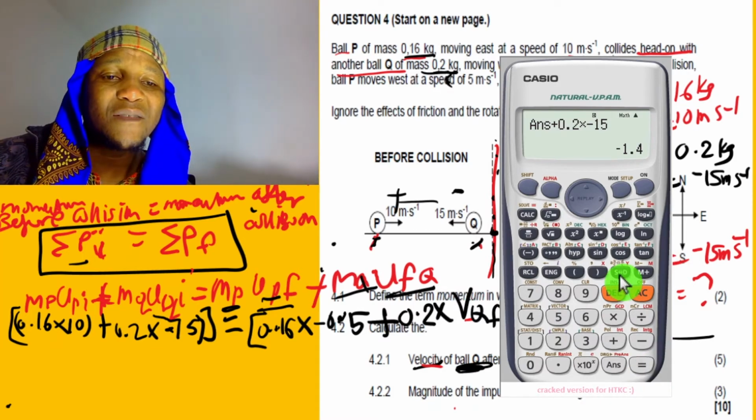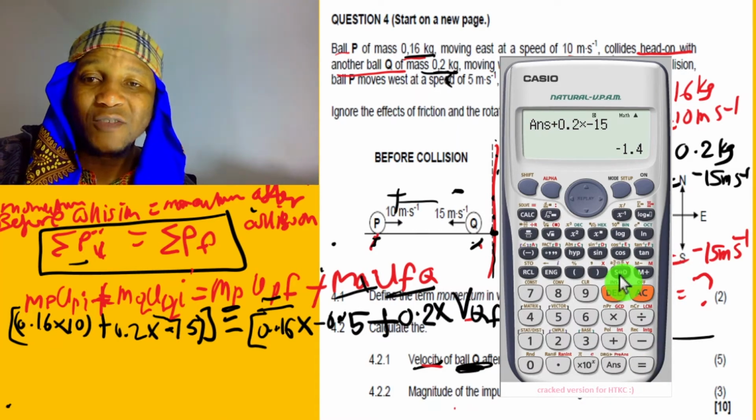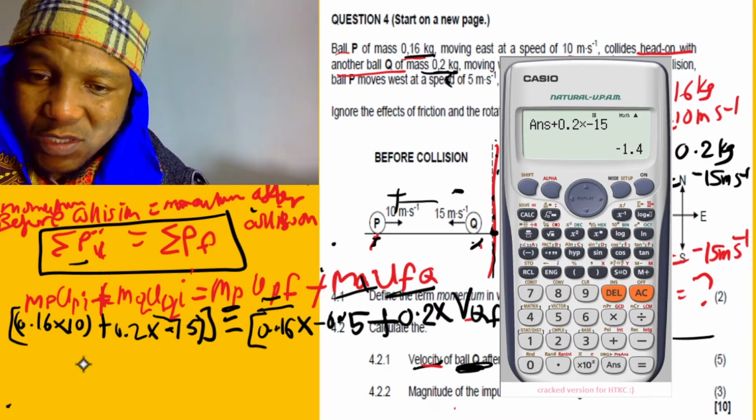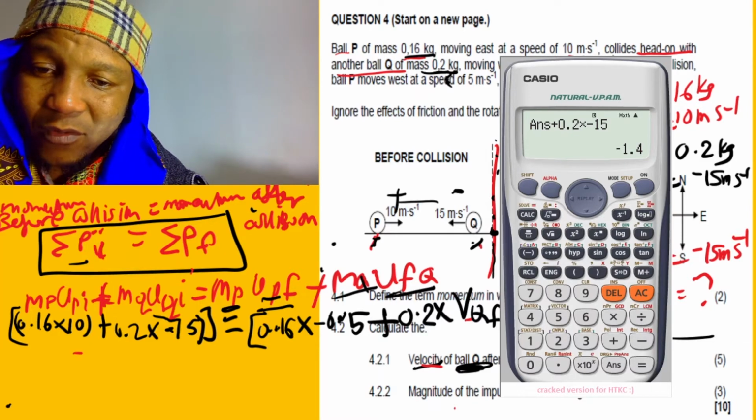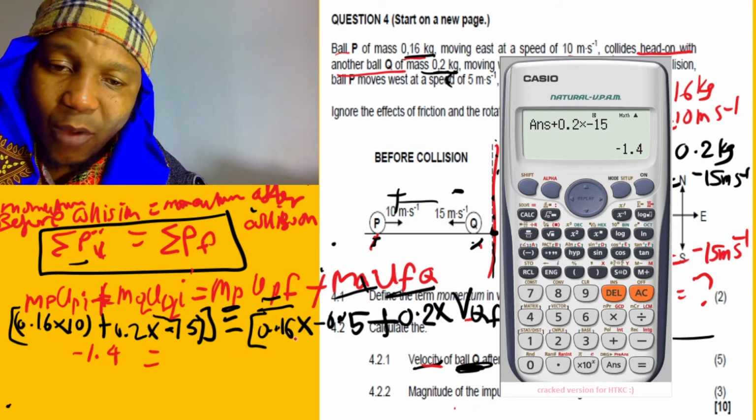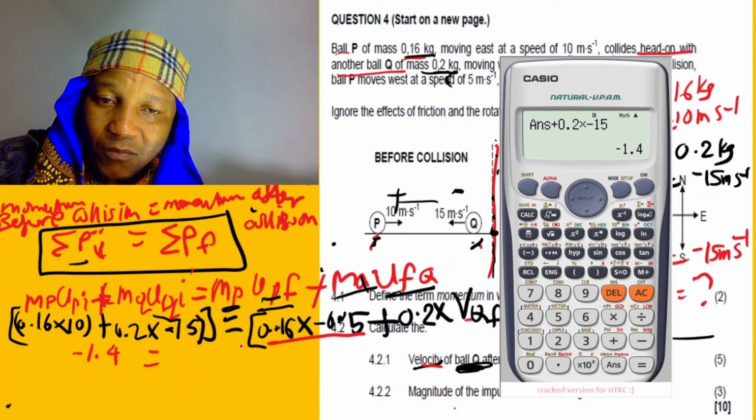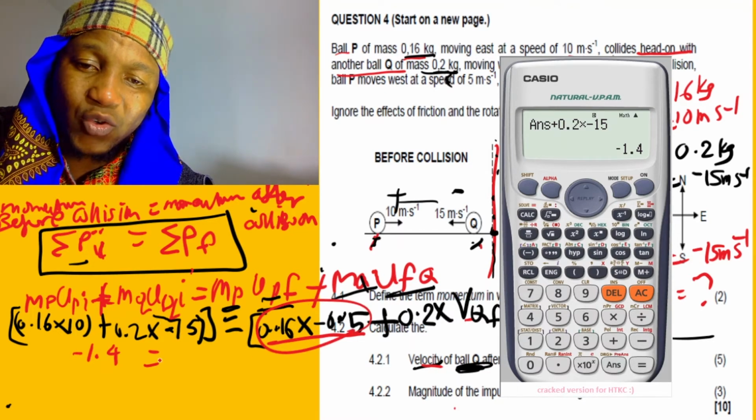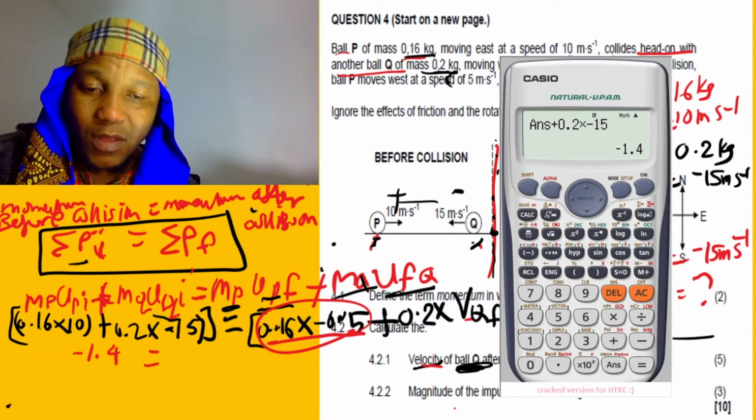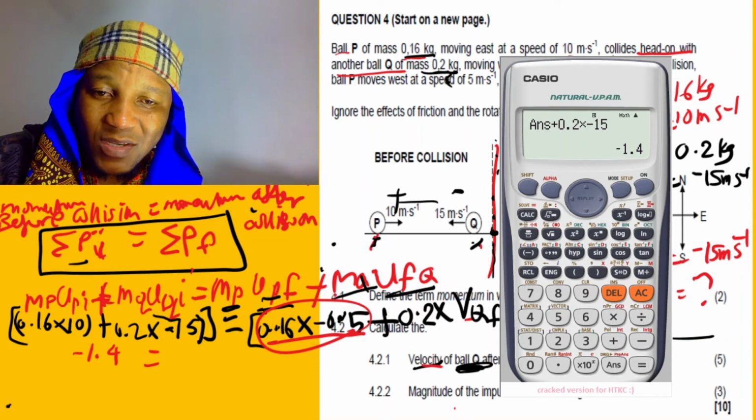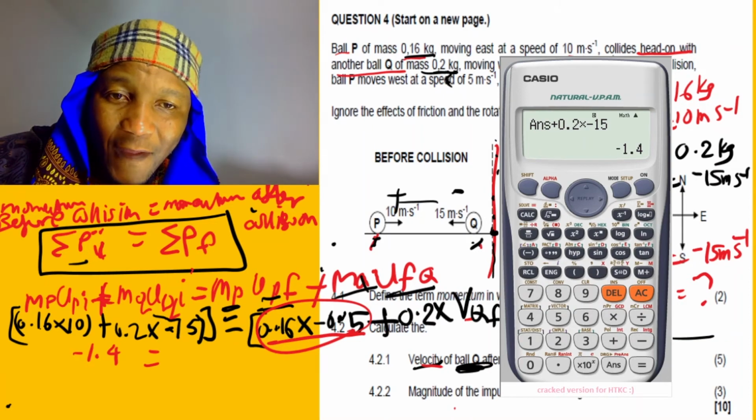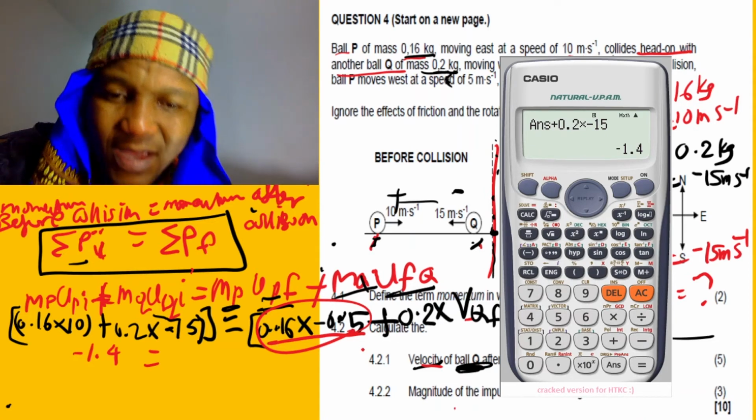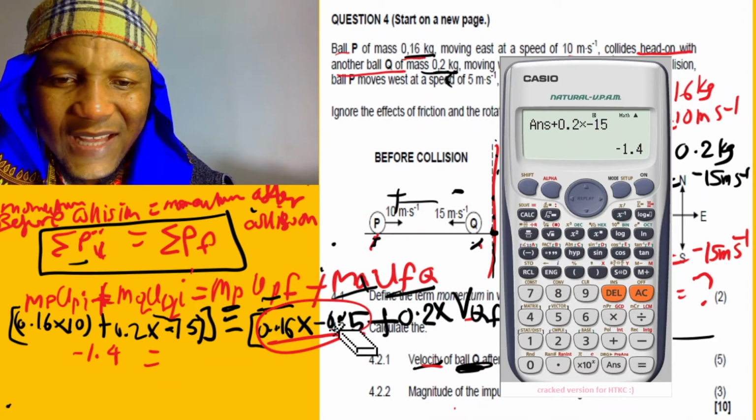Okay, so all this stuff on the left is going to give us negative 1.4. So negative 1.4 equals, now we want to plug in the right-hand side. So I can simply say 0.16 times negative 0.5. No, why? How did I get negative 0.5? This is not negative 0.5, this is just negative 5.